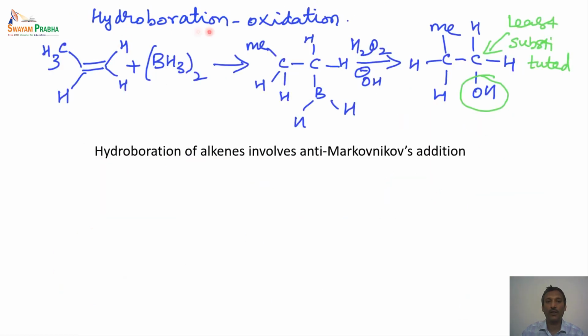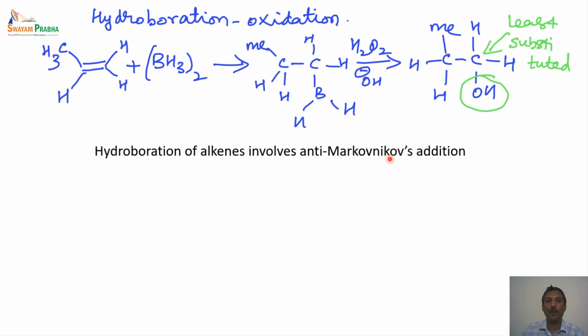Then we have the hydroboration oxidation reaction. This reaction actually follows anti-Markovnikov addition, as we have mentioned. We take the same alkene and treat it with the borane reagent, and this forms the addition compound, which on treatment with hydrogen peroxide in the presence of a hydroxide base produces the alcohol. The hydroxyl group is attached to the least substituted carbon, so this follows anti-Markovnikov addition.